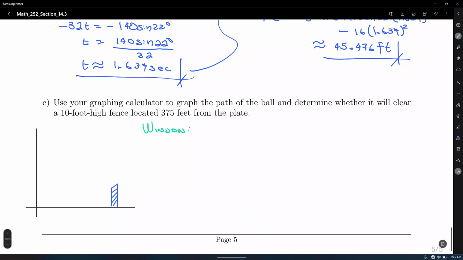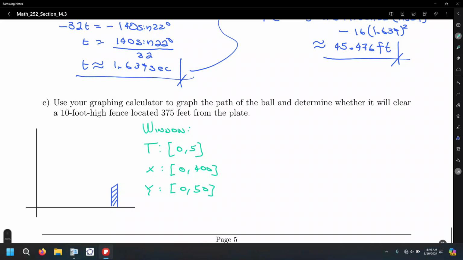Window. Make sure your t goes between 0 and 5, because I've already done this a few times, so I know what window works for this. Then do from 0 to 400 for x, and 0 to 50 for y. All right? What do I mean by this?